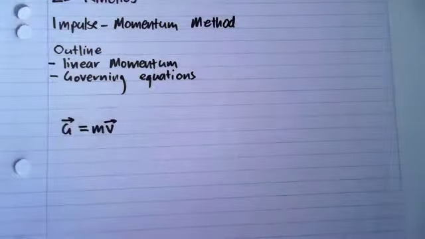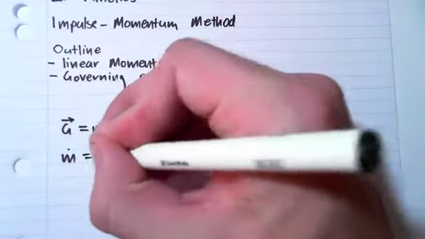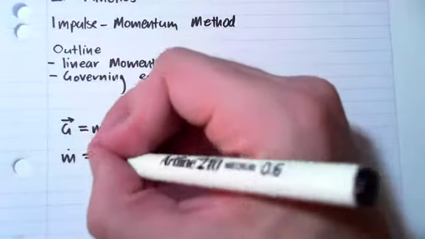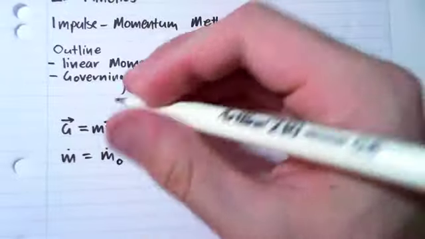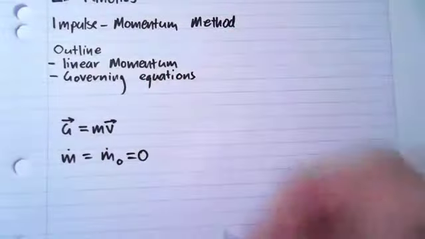The sum of the forces acting on a body is the mass multiplied by the acceleration, as covered in section 1 of this topic. That is, the sum of the forces equals mass times acceleration. We notice that in rigid bodies there is no time rate of change in mass. That is, m dot equals m dot naught, which is 0.